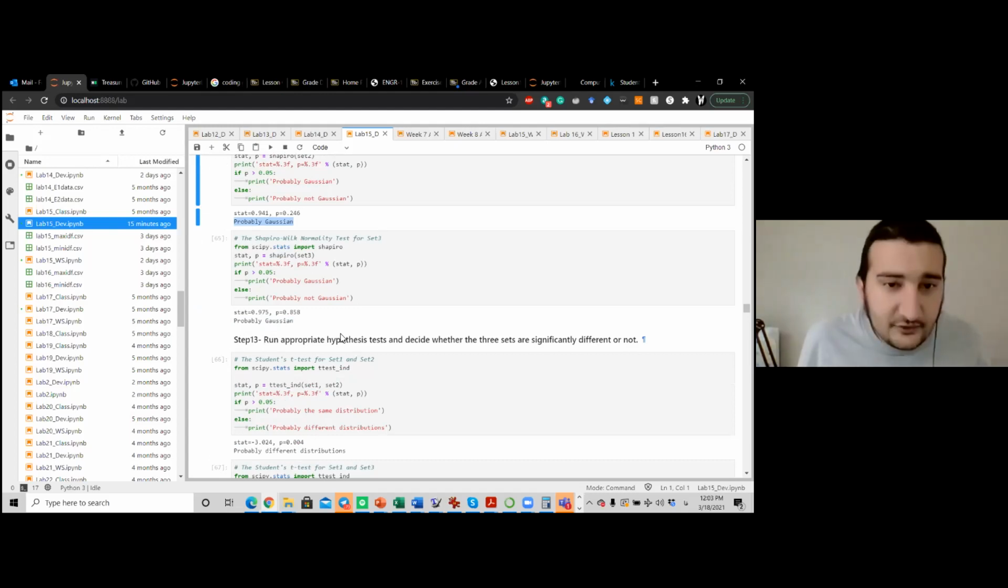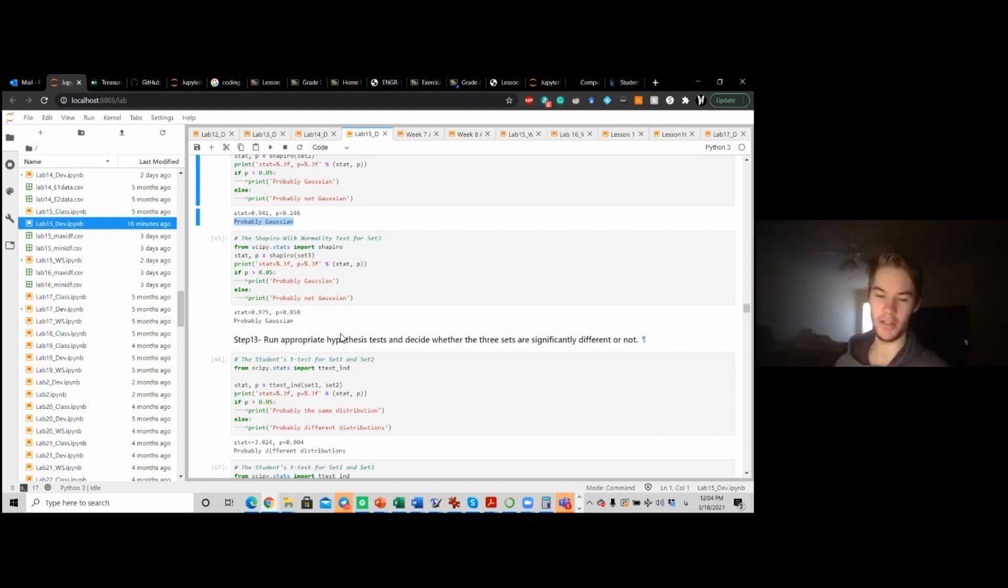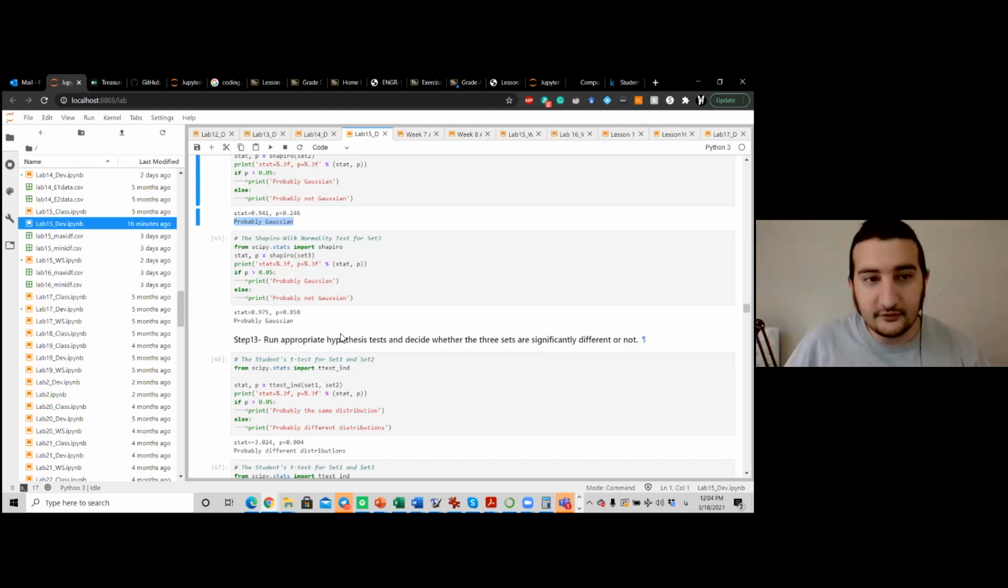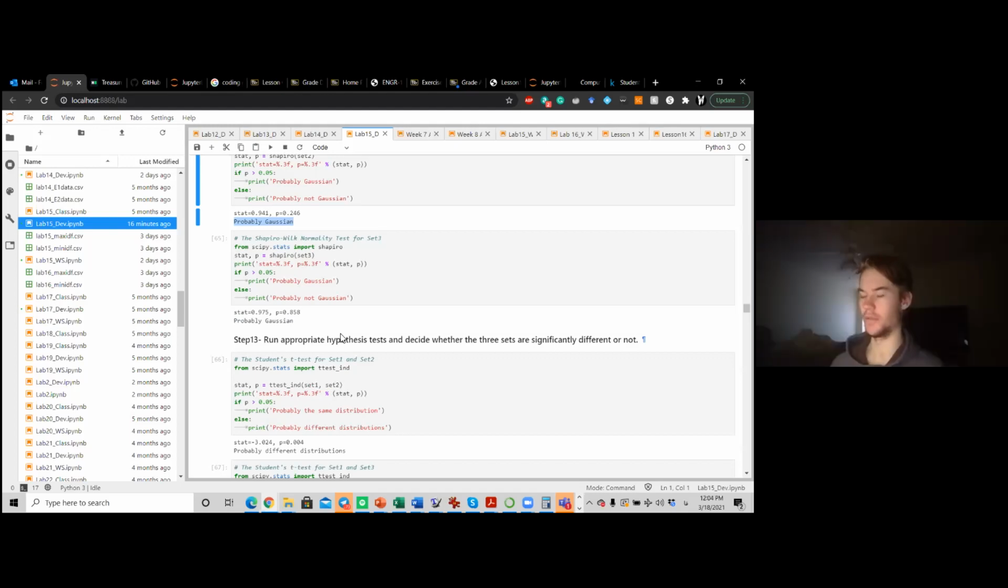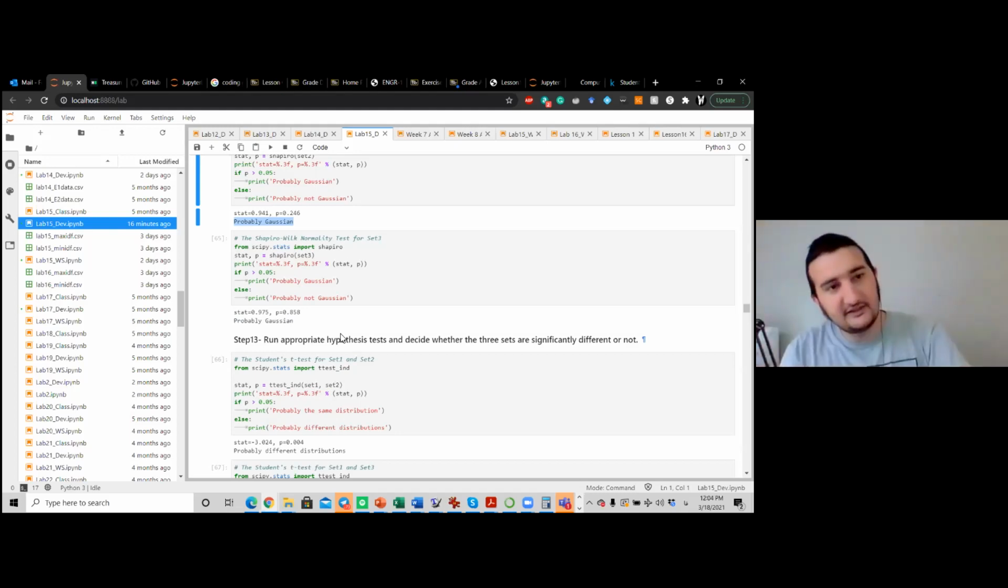But we are asked to run appropriate hypothesis tests and decide whether the three sets are significantly different or not. What kind of test do you think we should use? Parametric or non-parametric? It doesn't really matter here because parametric is for normal stuff, but non-parametric works on all of them. And why are we allowed to use parametric tests now? Because we just checked if it was normal. Very good. So we did check the normality with the Shapiro-Wilk test. And according to the results, they are all probably normally distributed. So we are allowed to use parametric tests as well.